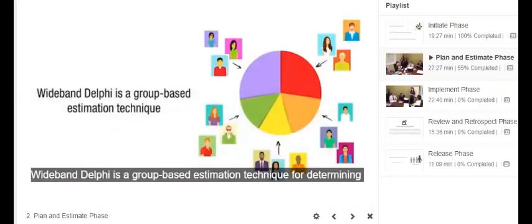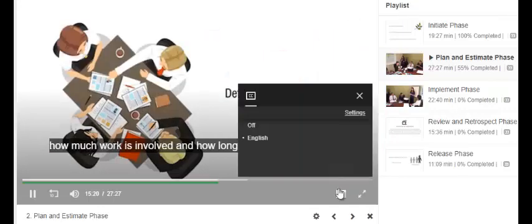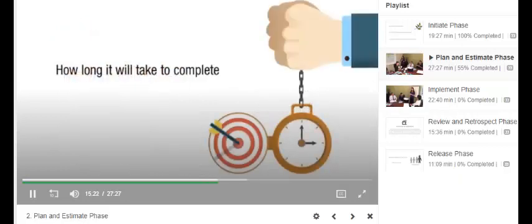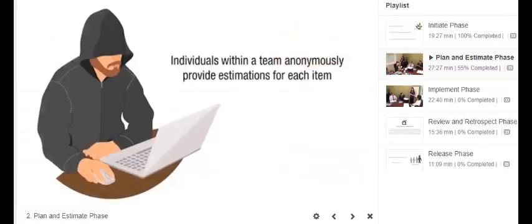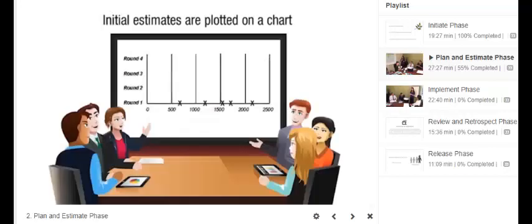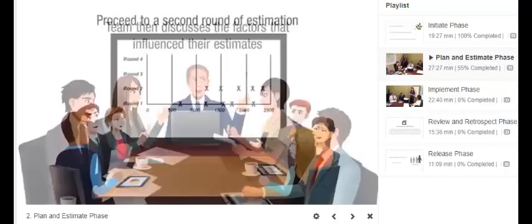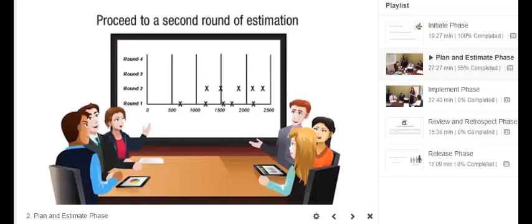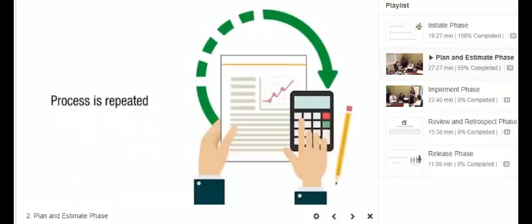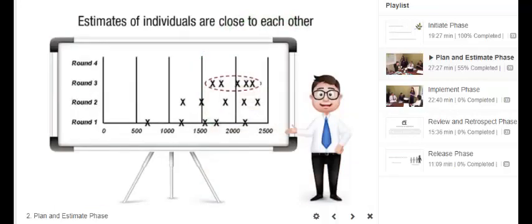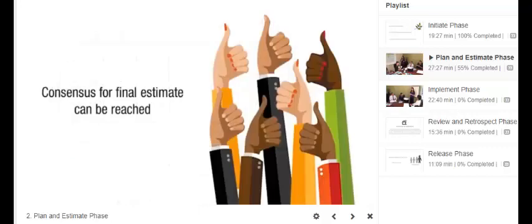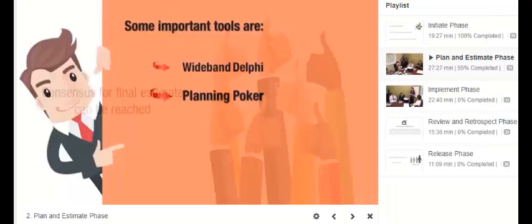Group-based estimation technique for determining how much work is involved and how long it will take to complete. Individuals within a team anonymously provide estimations for each item, and the initial estimates are plotted on a chart. The team then discusses the factors that influence their estimates and proceeds to a second round of estimation. This process is repeated until the estimates of individuals are close to each other and a consensus for the final estimates can be reached. The second technique is planning poker.